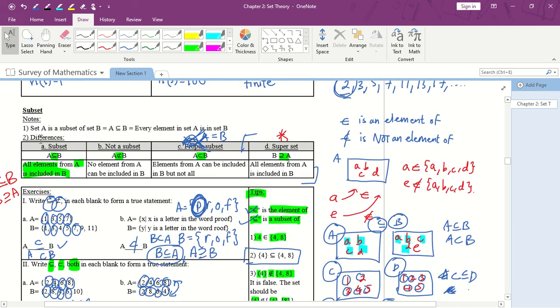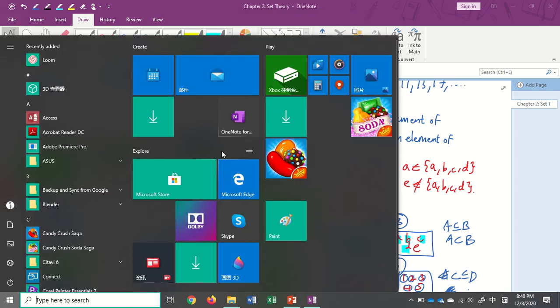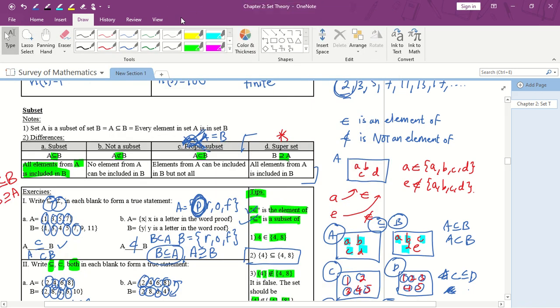And remember subsets, we have four types: subset, not a subset, proper subset, and superset. You just need to know about the first three, and the superset is not that important. And remember, proper subset is different from subset. Subset allows both sets to be exactly equal, which means that in this case, A can be exactly the same as B. But in the proper subset case, A cannot be exactly the same as B.